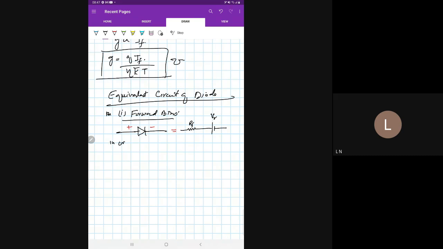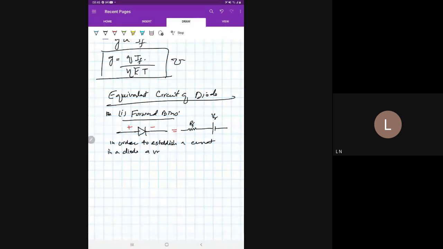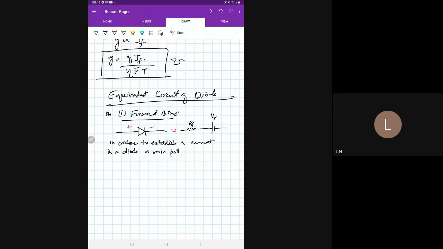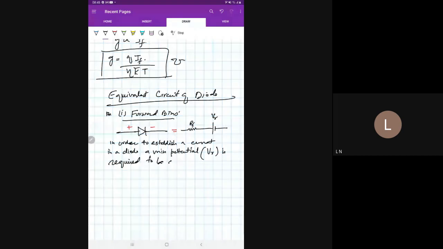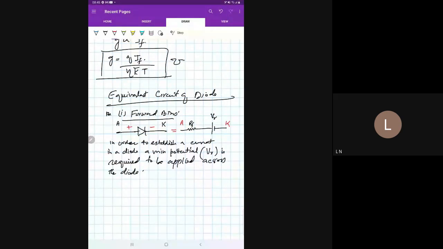So I'll write down, in order to establish a current in a diode, a minimum potential, which is V_gamma, is required to be applied across the diode. If this is the anode and this is the cathode, then the anode will be on this side and the cathode will be on this side in the equivalent circuit.